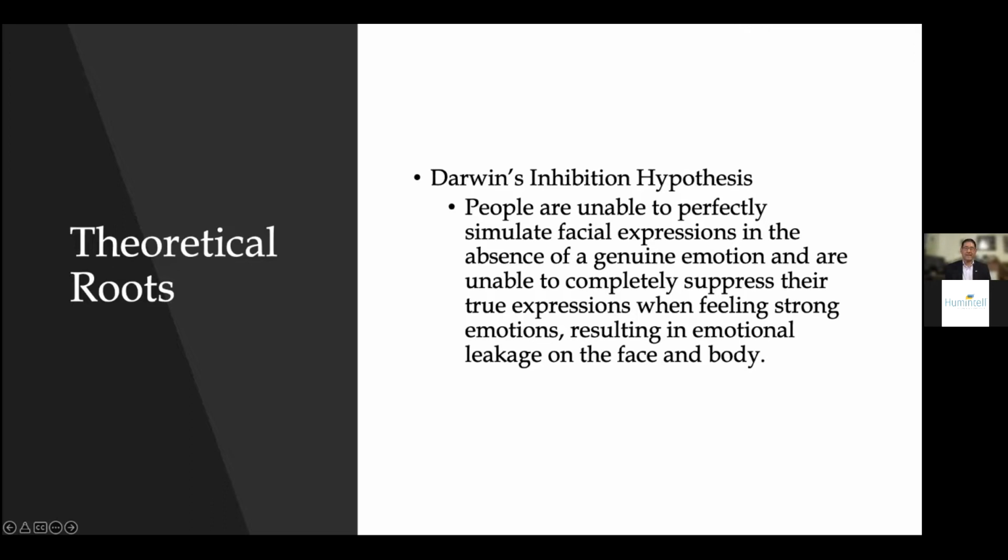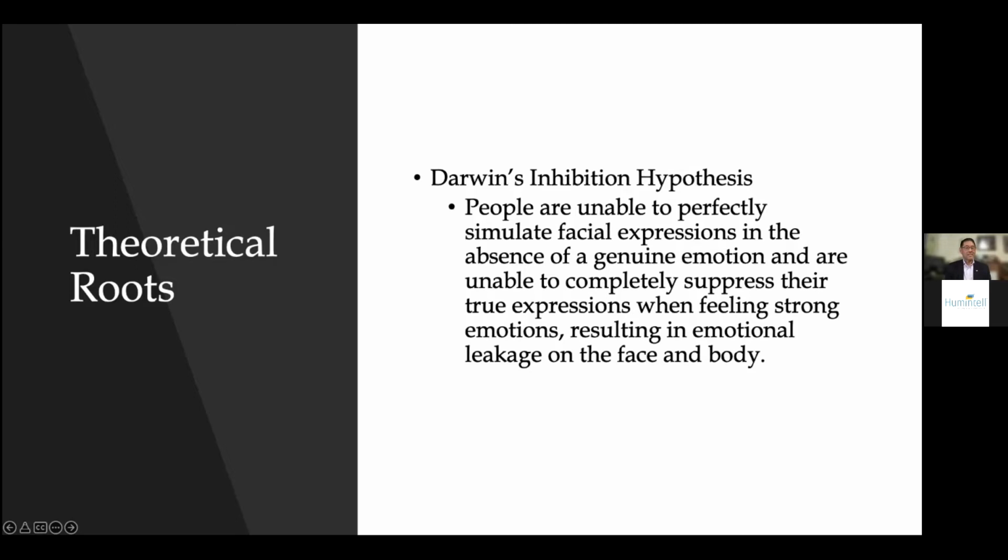In Darwin's book, The Expression of Emotion in Man and Animals, Darwin actually had what we call today the inhibition hypothesis, where Darwin stated that people are unable to perfectly simulate facial expressions in the absence of a genuine emotion, and are unable to completely suppress their true expressions when feeling strong emotions, resulting in emotional leakage on the face and the body. So this was one of the theoretical roots of the notion that behaviors can betray one's words, that behaviors can be indicative of something other than what one is saying, because behaviors will leak out those alternative thoughts. And that's really the root of the thought that there are behavioral indicators of deception.